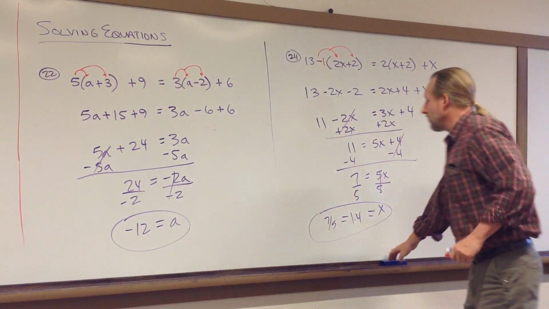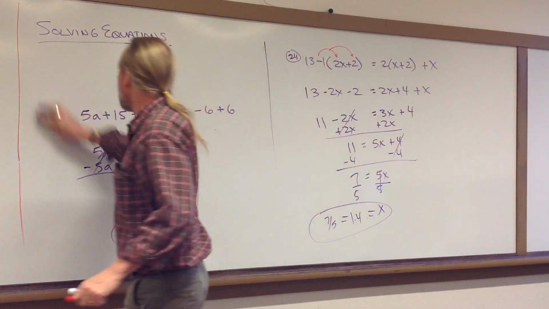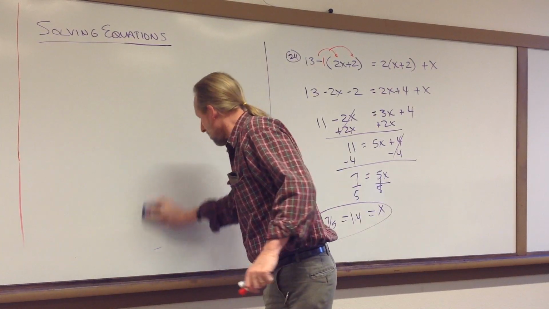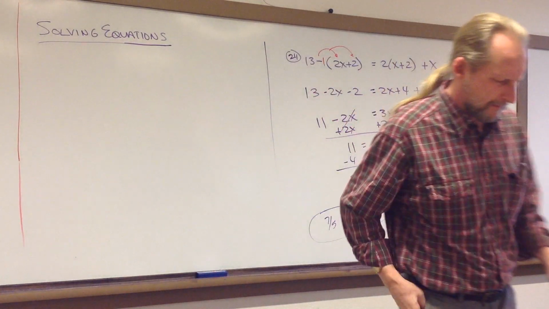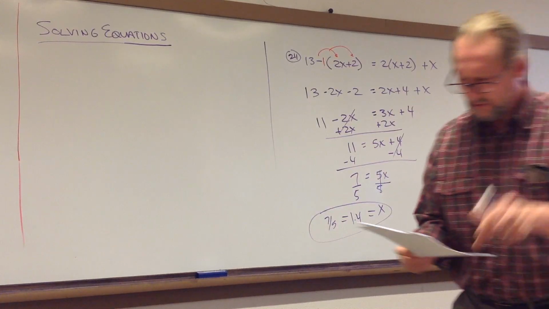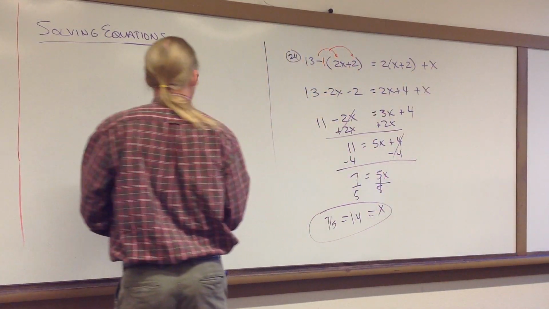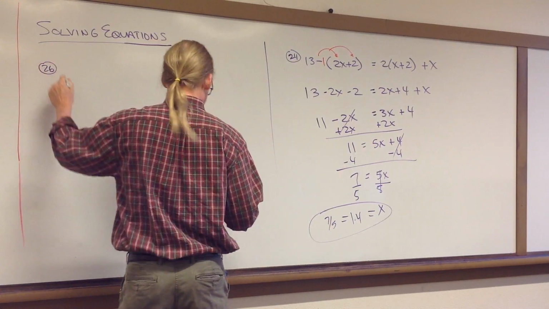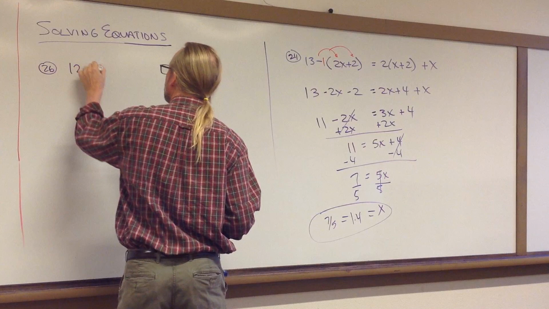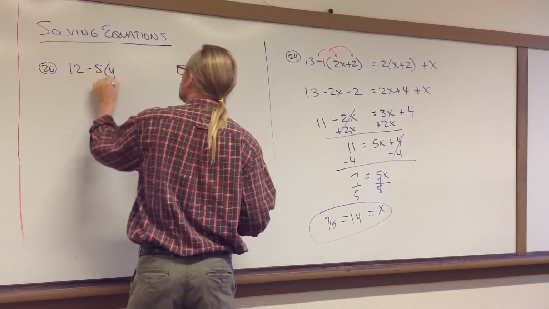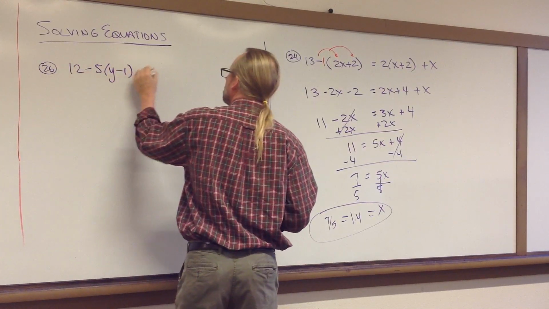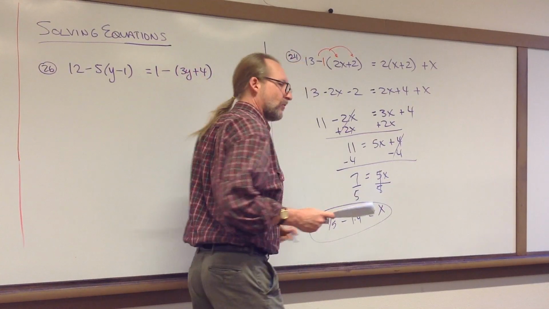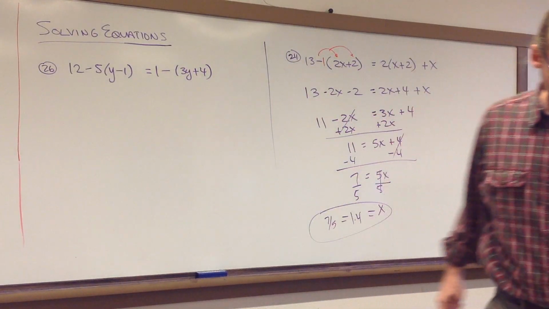Okay, I think we got one more to go here. Problem 26 has some similarities to problem 24. We start out 12 minus 5 times y minus 1 equals 1 minus 3y plus 4.